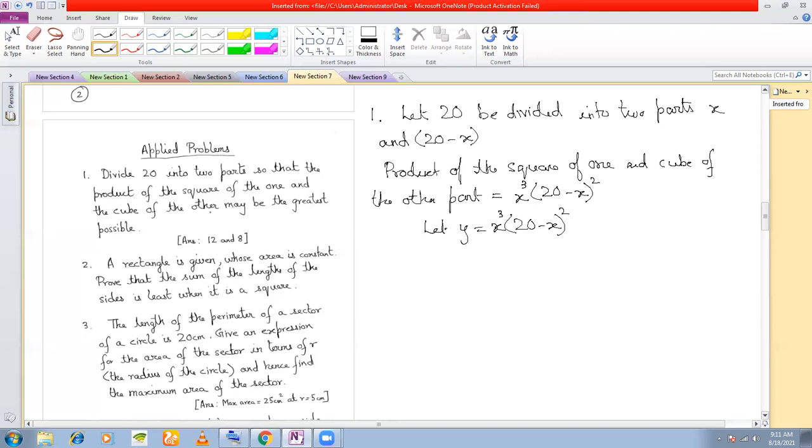Right. Now the question states that the product may be the greatest possible. That means we need to maximize y. In this we need to maximize y. And how do you maximize y? First of all, you find out the first derivative.